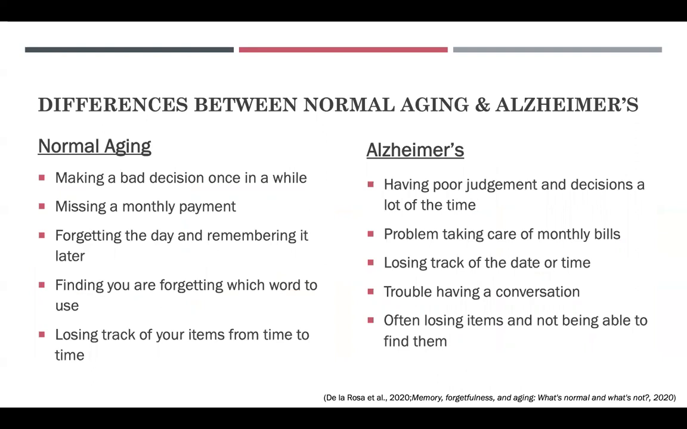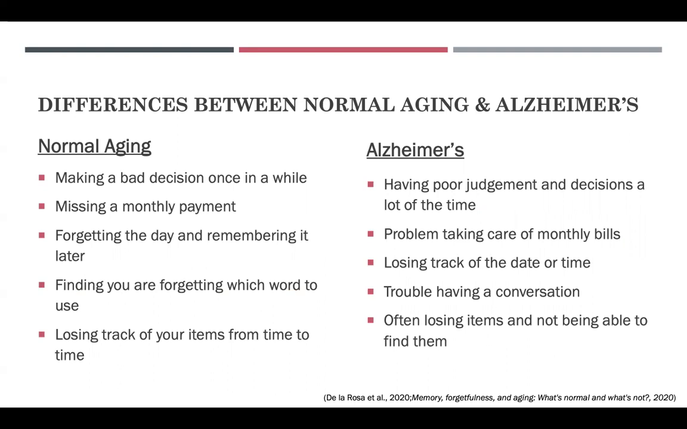For normal aging, you may make a bad decision once in a while. You may miss a monthly payment. You may forget the day or the time, but remember it later. You may find you are forgetting which word to use, or you lose track of items from time to time, but can retrieve them afterwards.